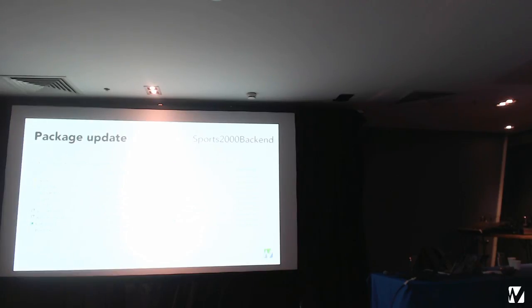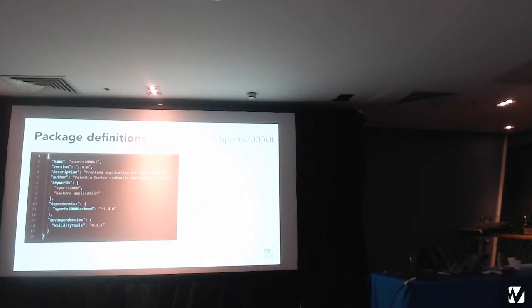The update process of this project will have to add the customer B class to the new structure. And for the .p file, we added the validation tools, and the new class uses the validation object defined earlier. Sports 2000 UI, same file, same dependencies.